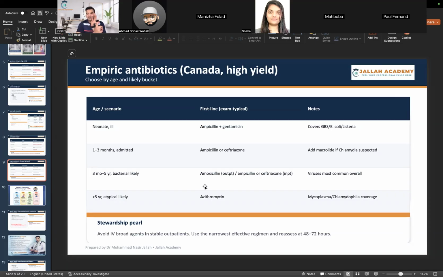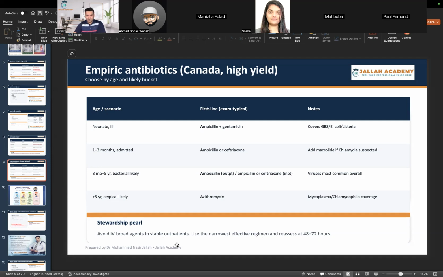So, ampicillin plus gentamicin, ampicillin or ceftriaxone, ampicillin or ceftriaxone. If outpatient, both of them amoxicillin. If chlamydia is suspected, add azithromycin. More than 5, if it is atypical, usually azithromycin. But if it is not atypical, again, amoxicillin. Avoid IV broad agent in a stable outpatient. Use the narrowest effective regimen and reassess in 48 to 72 hours.